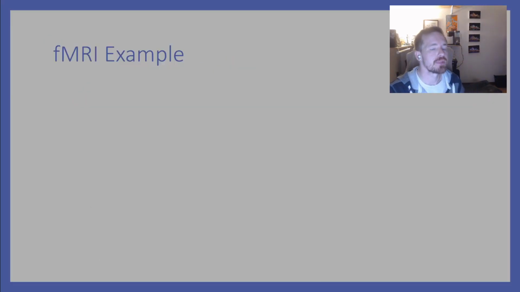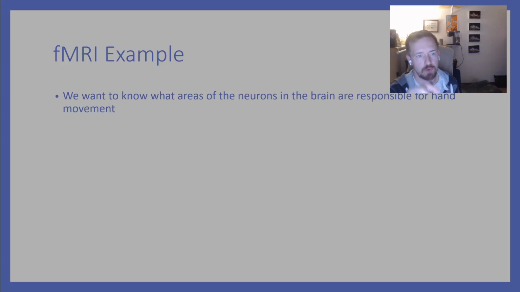Alright, so let's take a quick look at how we know what the brain does. And I'm going to give you an example using fMRI. We'll talk more about what fMRI is later, but I just wanted to give you an example of this before we start dissecting what each of these individual neuroscience techniques are. So let's say, and this is a very basic question, let's say that we want to know what part of the brain is responsible for controlling our hands.